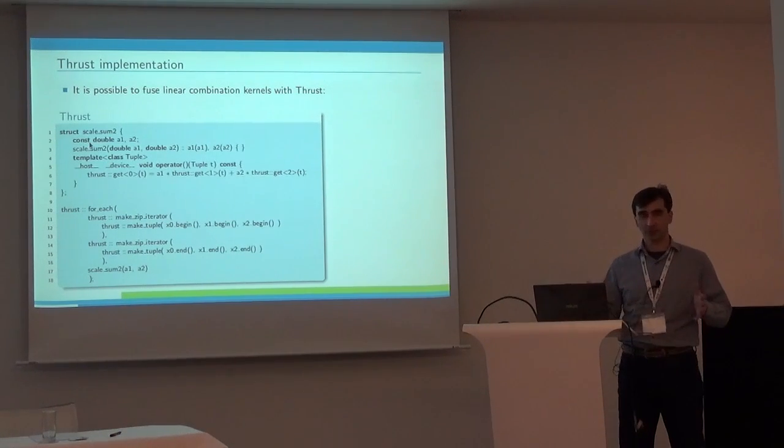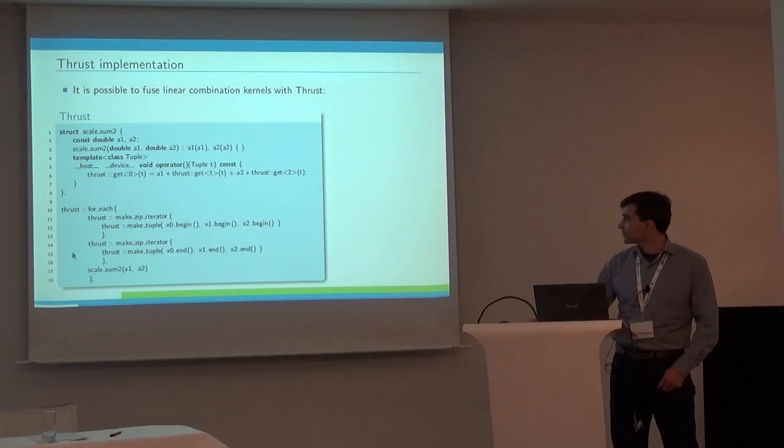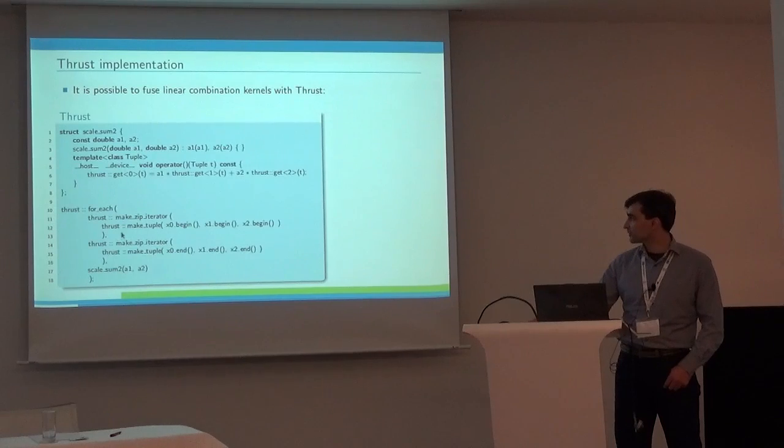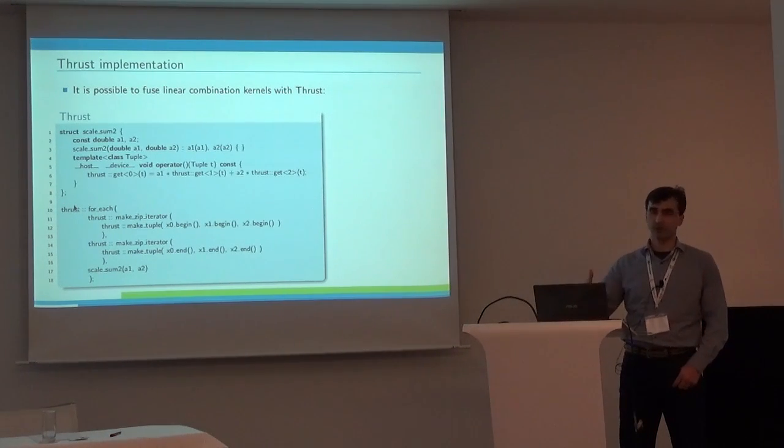If you have 3 elements, you will provide scale sum 3 functor. And then you just apply this functor to the input vectors with the thrust for each algorithm. And this results in a single fused kernel that does not store any intermediate results into the global memory. So this is about 1.5 times faster than cuBLAS.